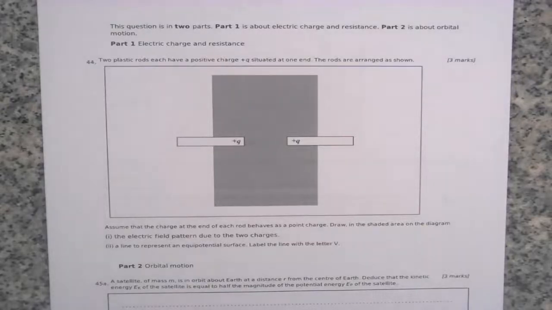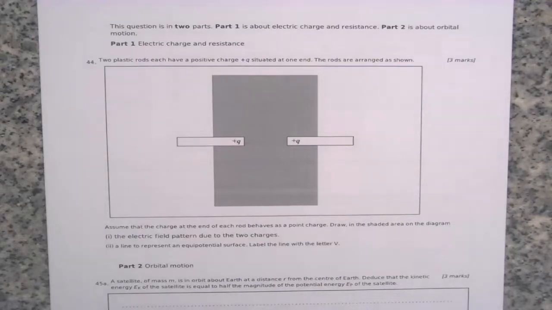Today we're going to work on topic 10, fields for HL. We're going to see a couple of problems from past papers, so let's jump straight to the paper and see the solutions. The first question says, two plastic rods each have a positive charge plus Q situated at one end.